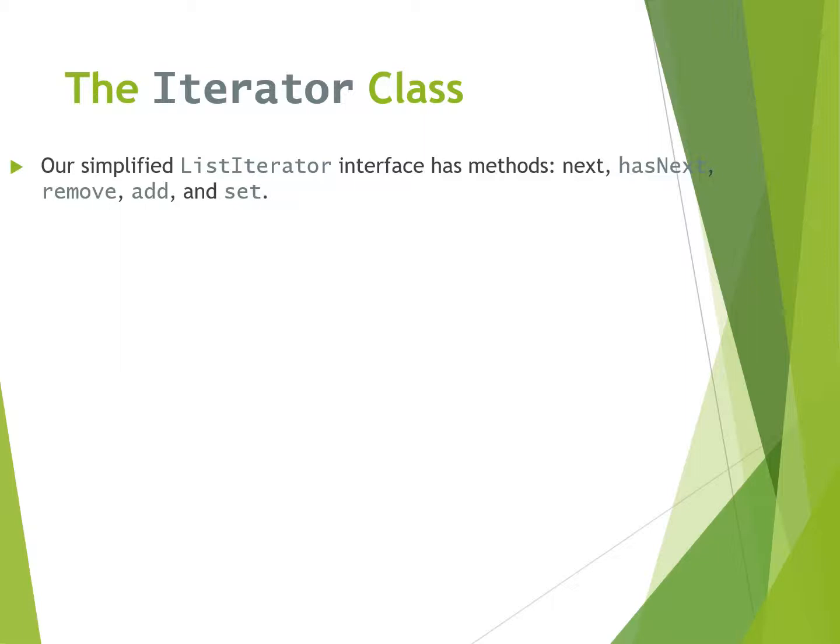which has the following methods. First method is next. The second method is has next. Then we have remove, add, and set. As you see, we don't have previous and has previous because we only talk about a single linked list. So we're gonna make it simple, and if you understand the way that we implement a single linked list, it is not that hard to extend this implementation to make it a double linked list.